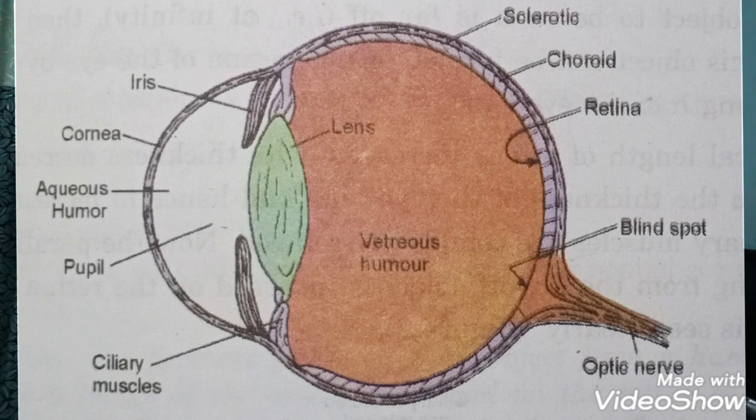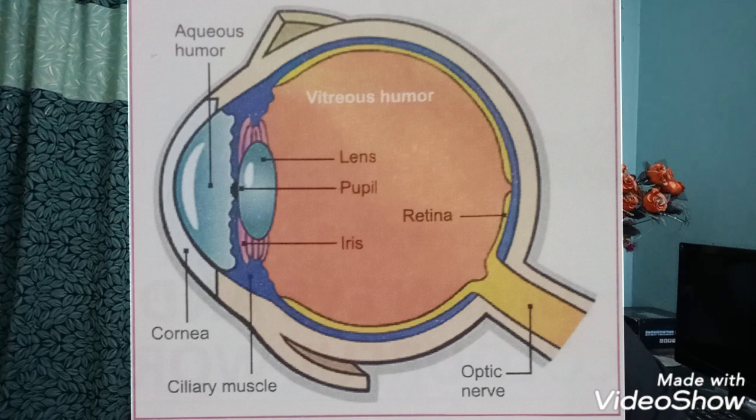Iris is a dark muscular diaphragm situated just behind the cornea. It has a small opening at the middle called the pupil, through which light enters the eye. Now, the iris controls the amount of light entering the eye depending upon the intensity of the light. The iris will control how much light will enter into the human eye.